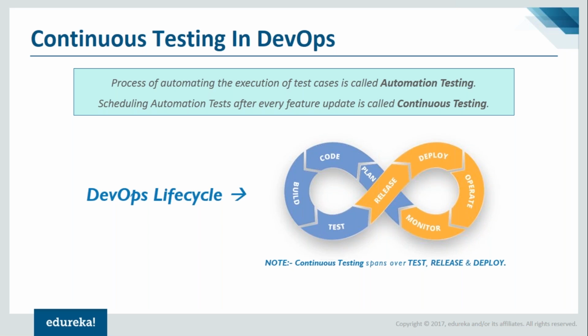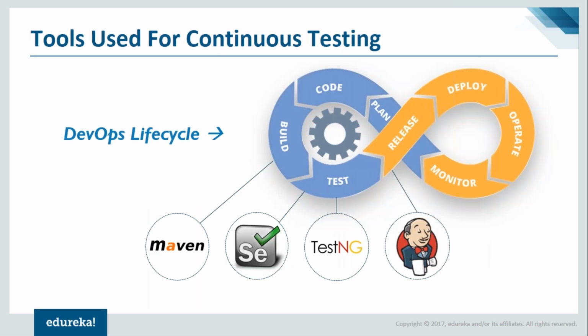And going ahead, as you people know, this is the DevOps lifecycle, and continuous testing falls under the build, test, and release phases of our lifecycle. These are the three different stages where continuous testing revolves. Now let me go to the next slide. So now that you know the different stages, let's see what are the different tools which are used. The different tools which are used over these stages are Maven, Selenium, TestNG, and Jenkins.